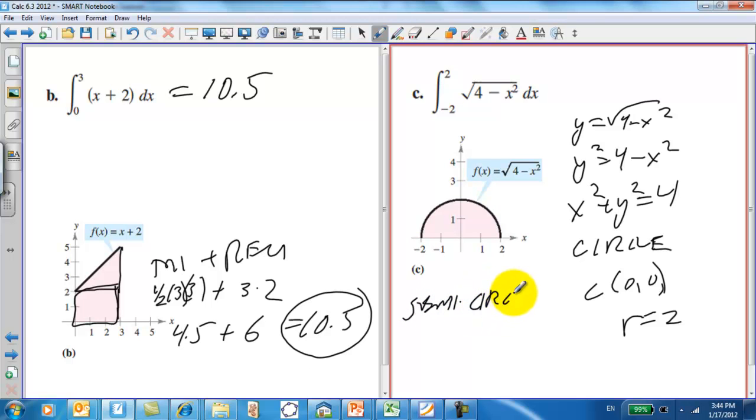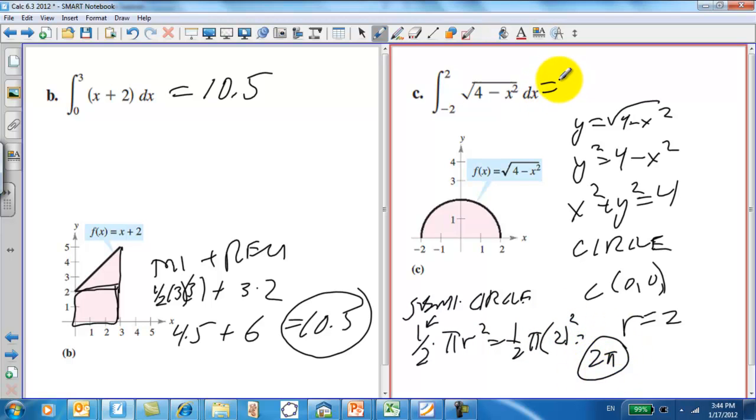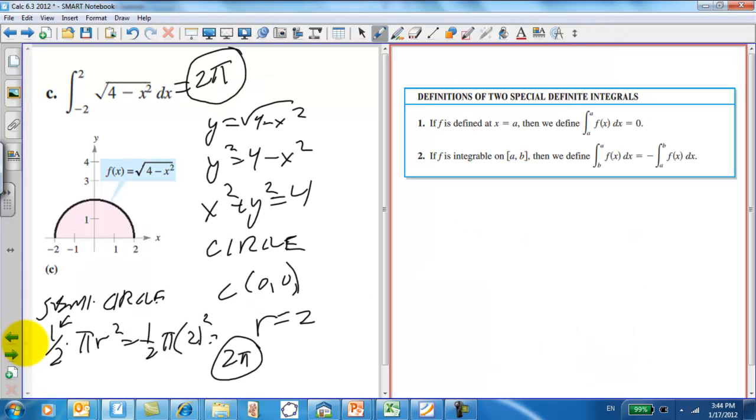So we get our formula for the area of a circle, pi r squared. And we take half of it because it's a semicircle. So 1/2 pi times the radius, which is 2 squared, and we get 2 pi. So this integral equals 2 pi. And you can verify that in your calculator. It should give you exactly 2 pi on the 89s.